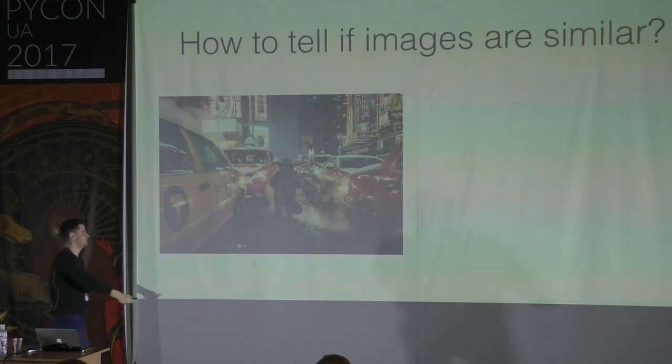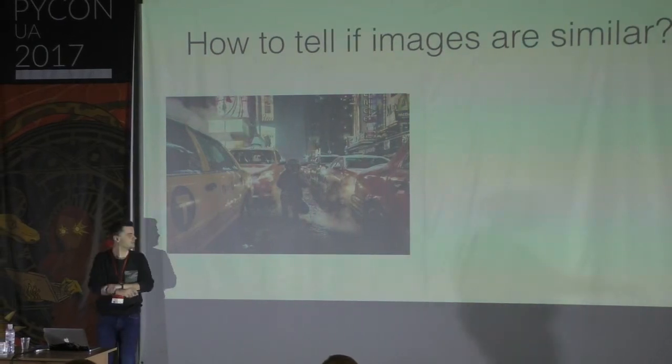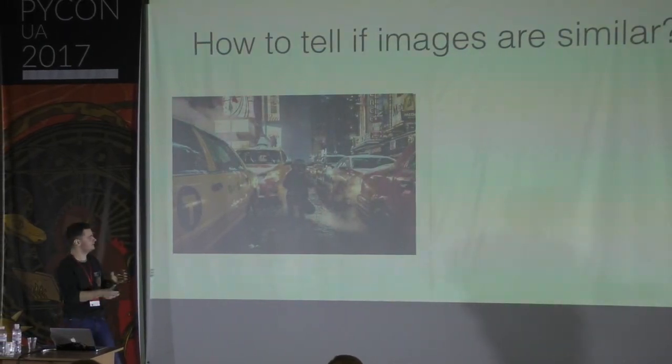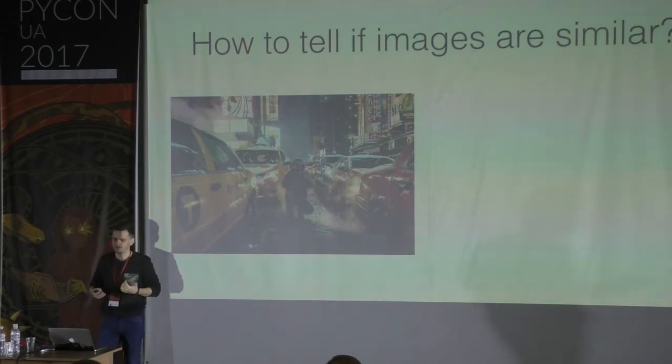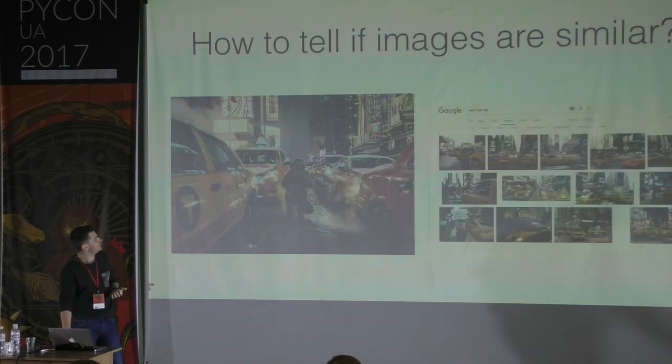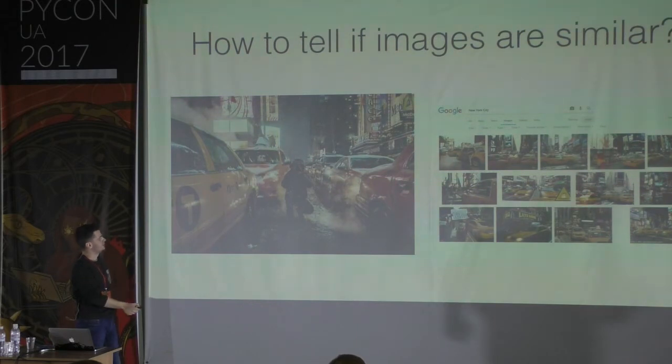Now I'm going to talk about descriptors. There are two kinds of descriptors, global and local. First, global. The idea of global descriptors is: how do we compare images? How do we say that images are similar? So this is the example. I took some image from the internet and put it into Google Images, and that's the result I received.